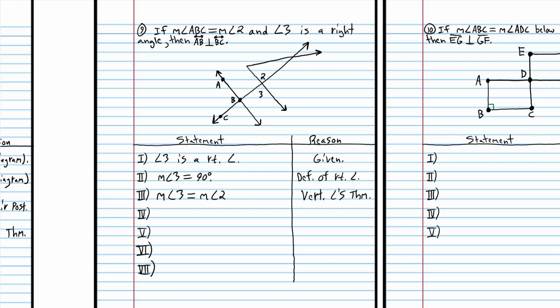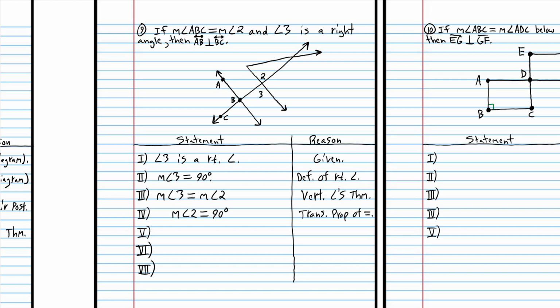But look, these two numbers are both equal to the measure of angle 3. So that means that they're equal to each other. So measure of angle 2 must be equal to 90 degrees. And that's the transitive property of equality.